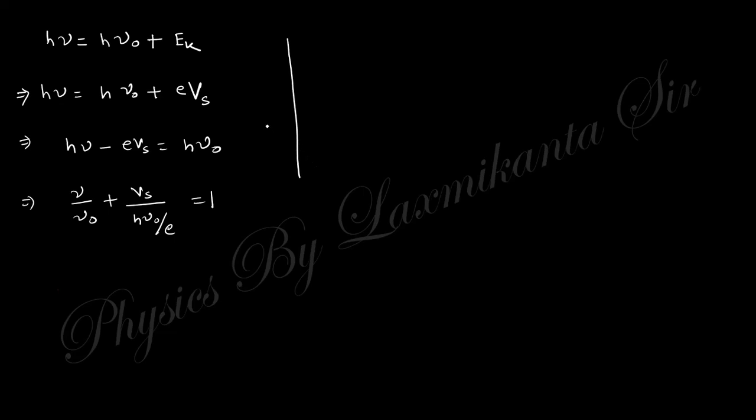So h nu minus e V_s equals h nu naught. So you can write this as nu by nu naught plus V_s by (h nu naught by e) equals 1. So if you draw the curve of nu versus V_s, this is the frequency, and this is the stopping potential.